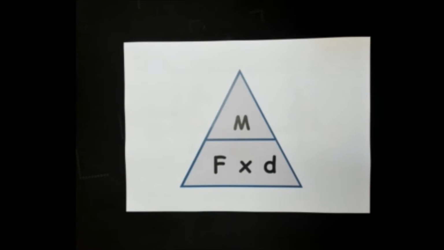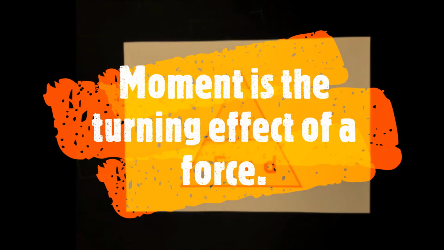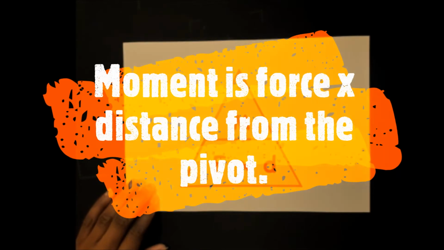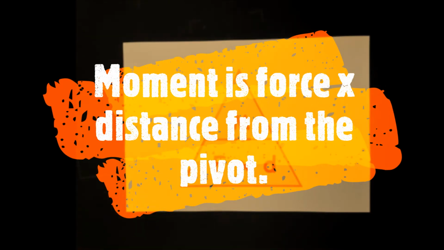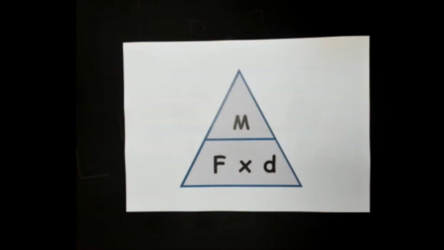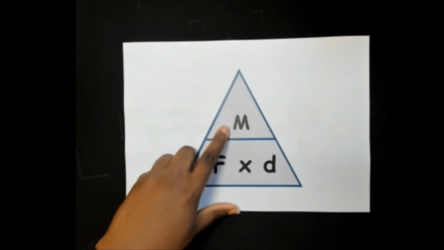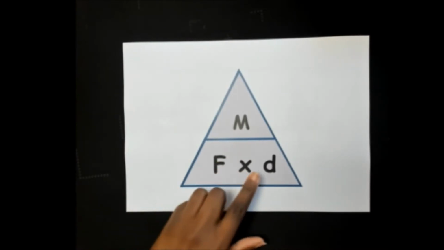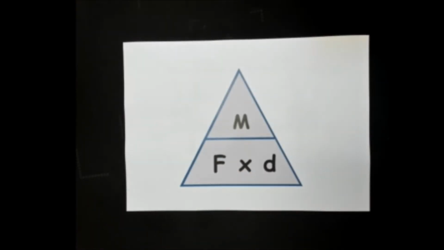So moment is that turning effect of a force. Moment is force times the perpendicular distance at which the force acts from the pivot. Here's an equation to calculate moment. M is moment, F is force, D is distance, and that distance is the distance from the pivot.